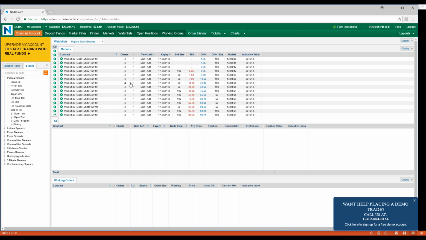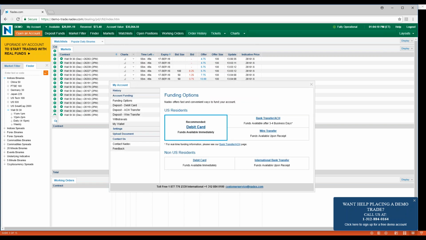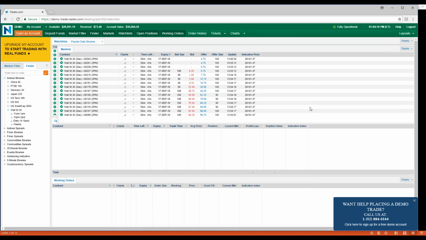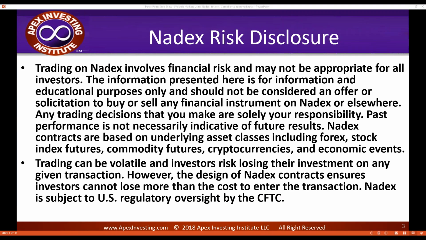One key thing once you sign up for a demo account: as soon as you log in, go up here to My Account, then to Settings, and then Password. You'll be able to change the temporary password they send you to a password of your choosing. So make sure to take advantage of that.